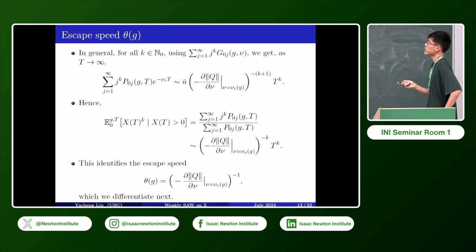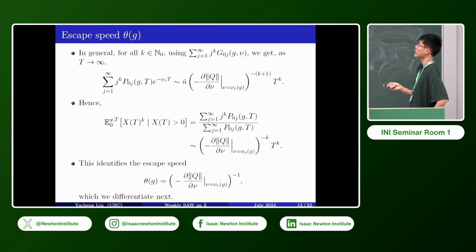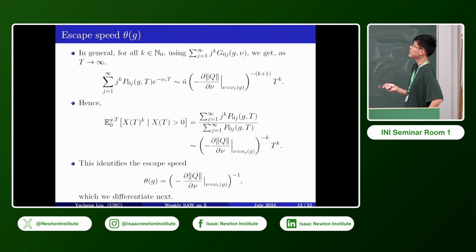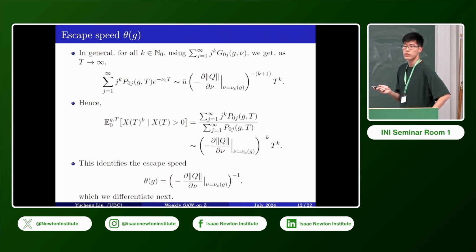This just identifies the escape speed as the inverse of this complicated thing that I haven't talked about. This is the derivative of the operator norm with respect to nu at the critical point. So both F and Q depend on... Sorry? So Q depends on nu as well as F? Yes. It doesn't depend on F, but depends on nu and g. Sorry, F depends on nu and g, and yes. Q depends on... Yeah, everything depends on nu and g, yes. But F is regular at nu_c, so it doesn't show up in here.